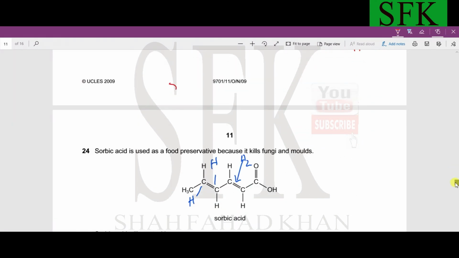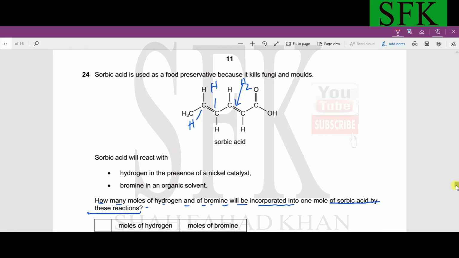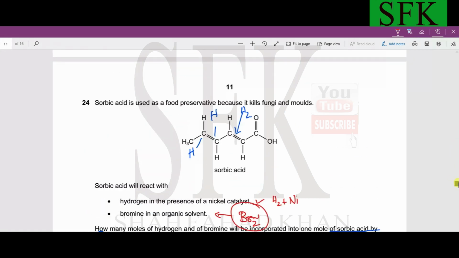Now let's move on to MCQ number 24. It says that sorbic acid is used as a food preservative because it kills fungi and molds. Sorbic acid will react with hydrogen in the presence of a nickel catalyst, which is actually reduction or hydrogenation, and with bromine in an inorganic solvent, which is electrophilic addition of bromine. So how many moles of each is required?